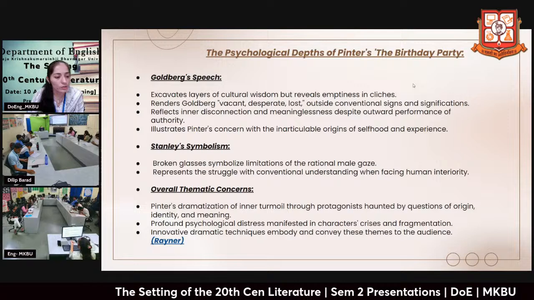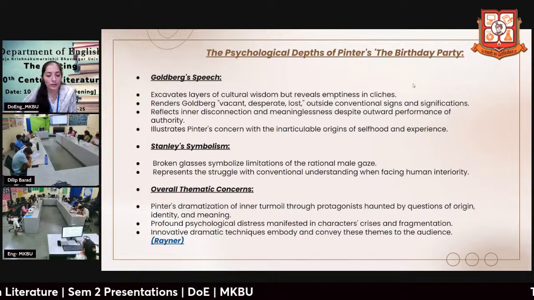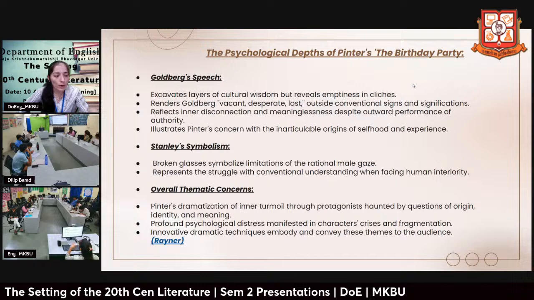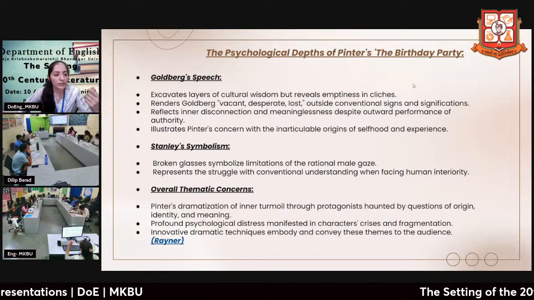Overall thematic concerns: Pinter's dramatization of inner turmoil through a protagonist haunted by questions of origin, identity and meaning, that is, who I am and control of someone. Like Stanley has that question, that I am in control of someone, and throughout the play we are in suspense about what is next, and we do not feel connected to the plot of the play.